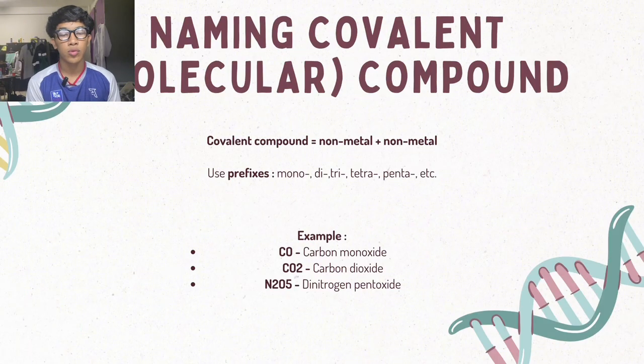Now, let's move on to covalent compounds. Covalent compounds are formed between non-metals. We use prefixes like mono, di, tri, tetra, and penta to show the number of atoms. For example, CO is carbon monoxide, CO2 is carbon dioxide, and N2O5 is dinitrogen pentoxide.